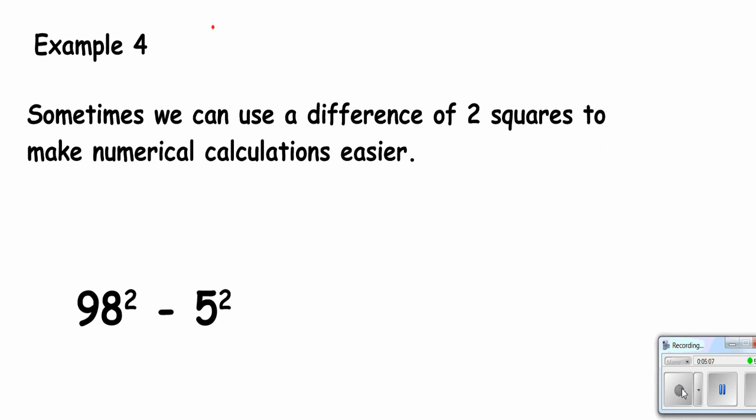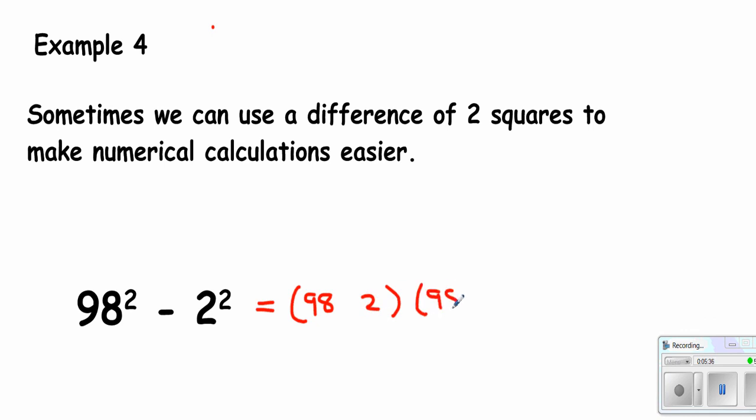Now, sometimes we have numbers involved in a difference of two squares, and it can make the calculations that we do so much easier. In this one we've got 98 squared minus 2 squared. It's just an example of how a calculation can be made simpler. So the square root of 98 squared is 98, and the square root of 2 squared is 2.